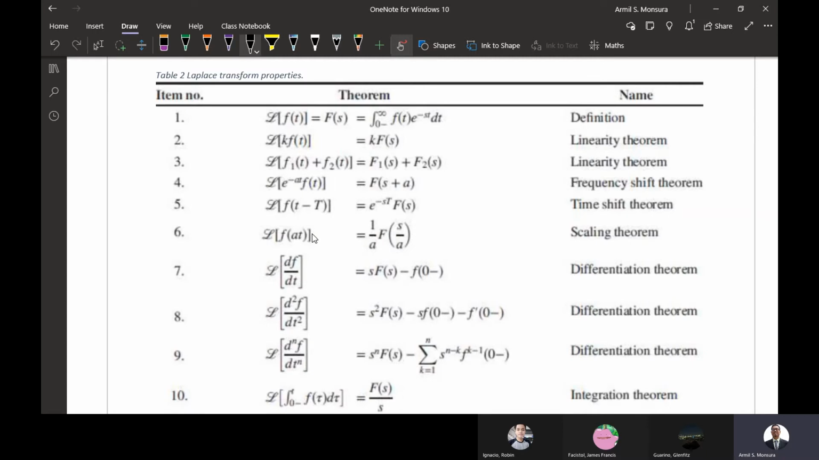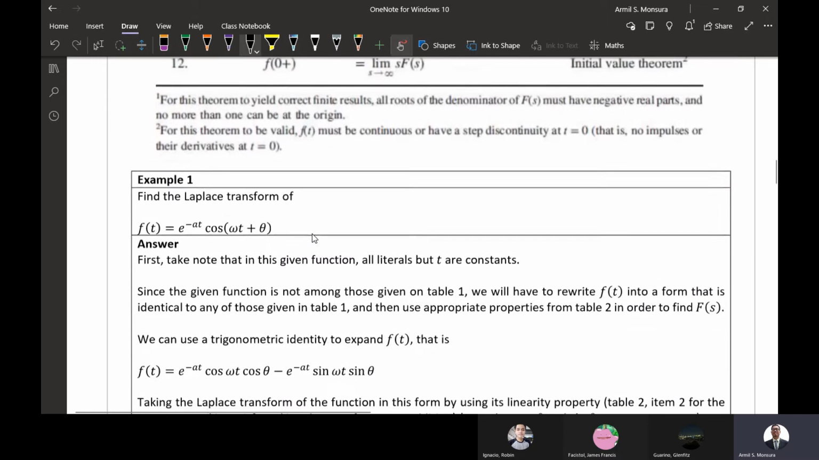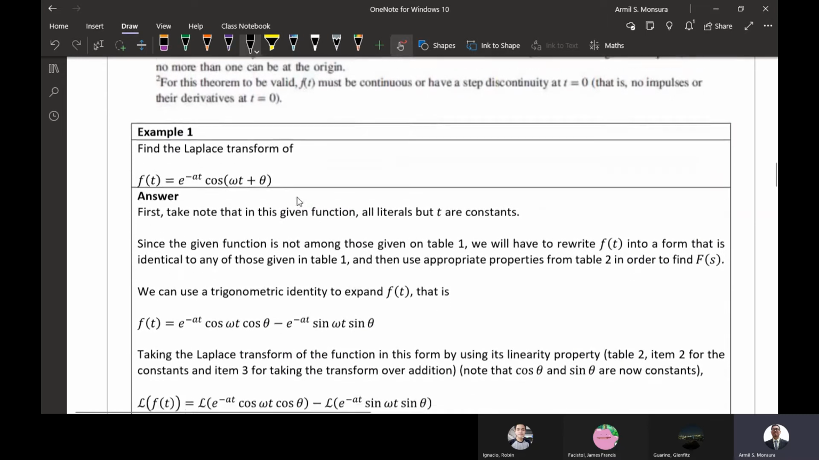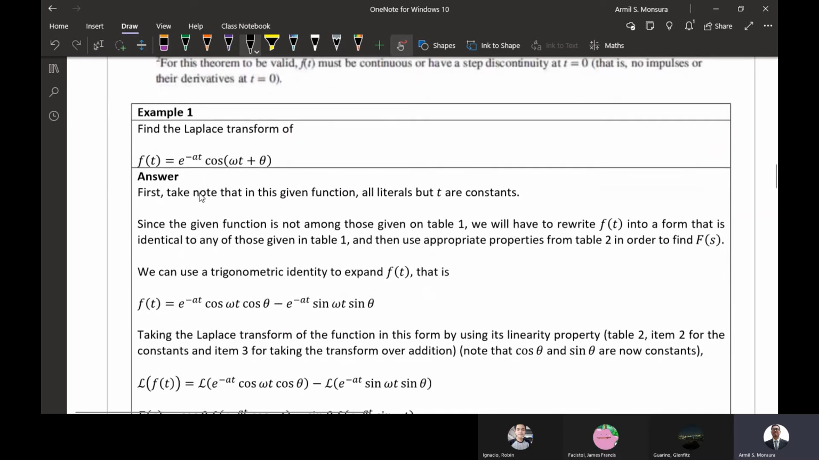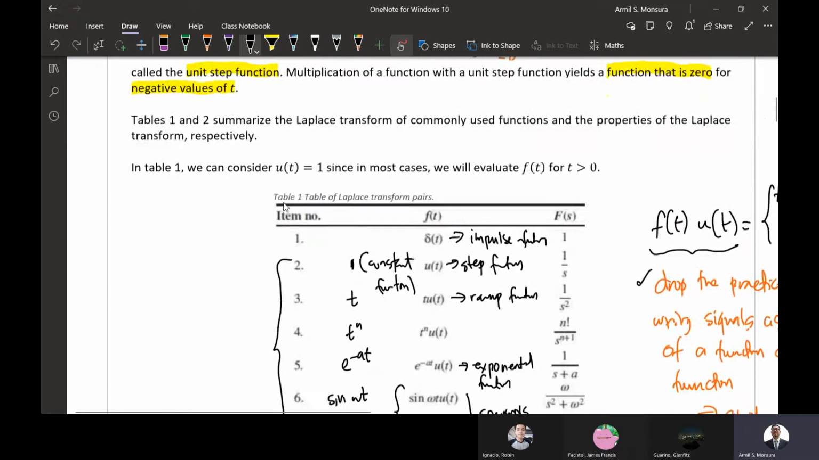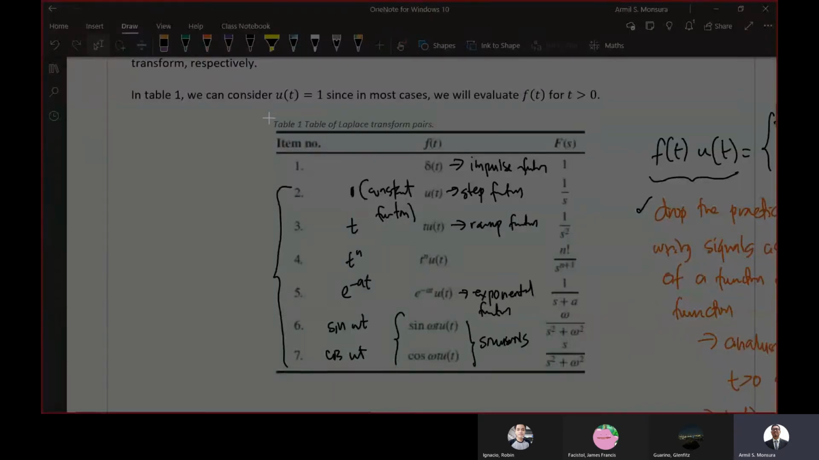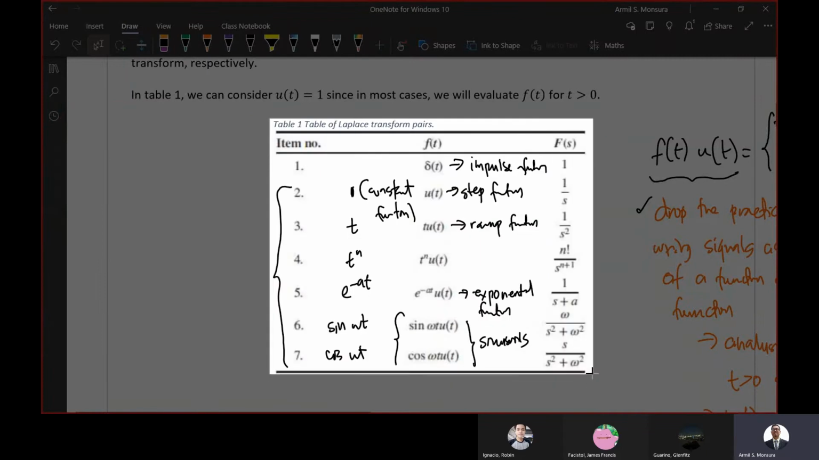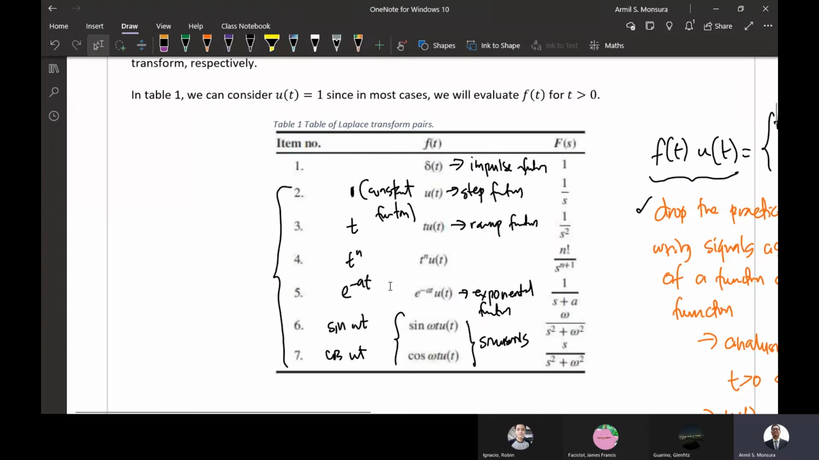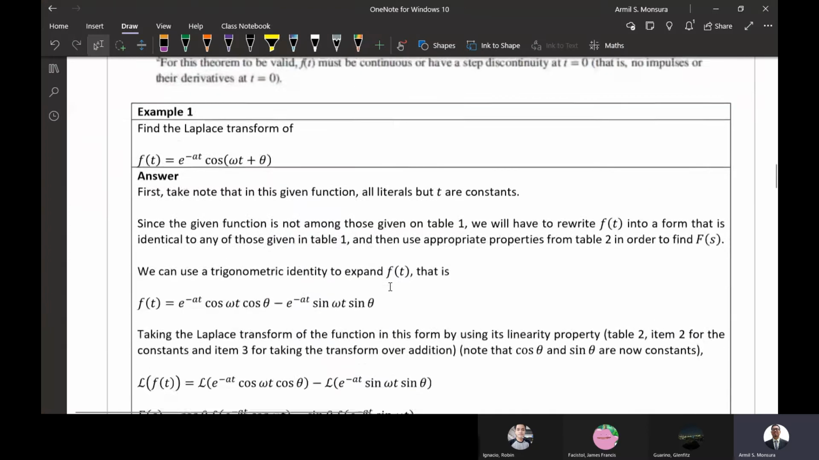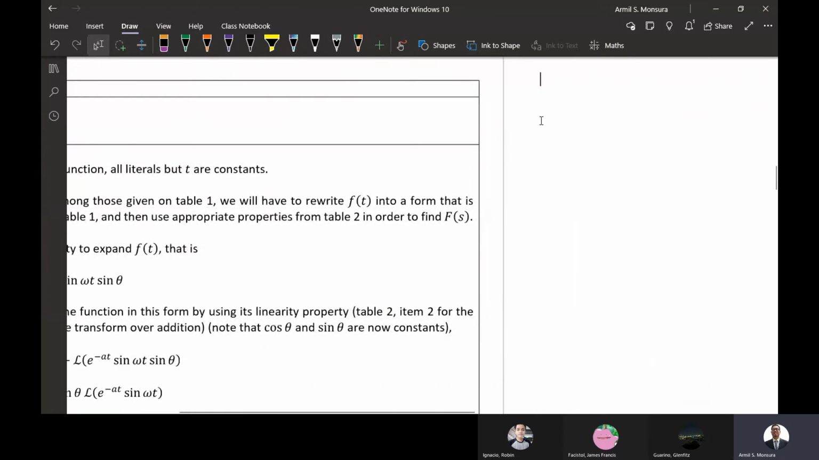Okay? So, speaking of examples, let us have example 1, okay, which asks us to find the Laplace transform of this function. So, e raised to negative at cosine omega t plus theta. Okay. So, pero bago yan, let me obtain a, i-screenshot natin tong table na to. Yan, para magamit natin siya doon sa baba. Yan. Okay, so lagay natin siya dito ngayon.